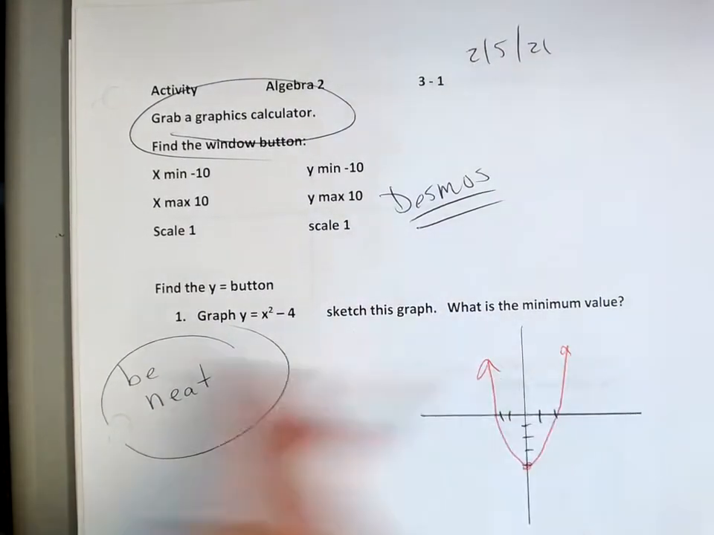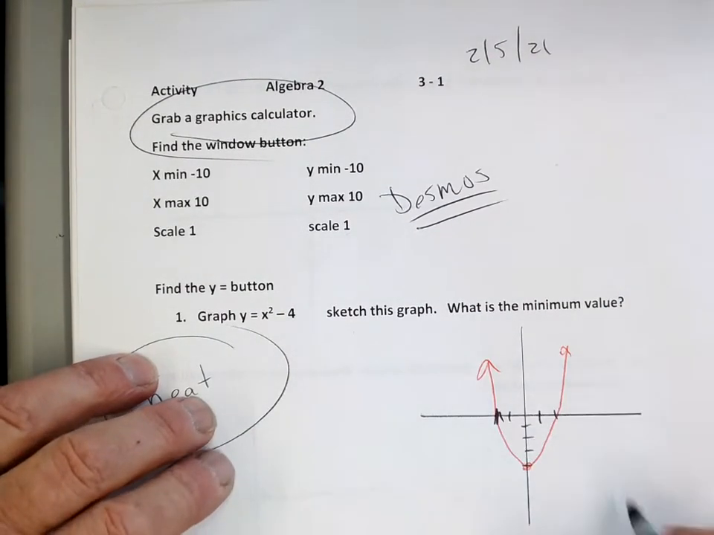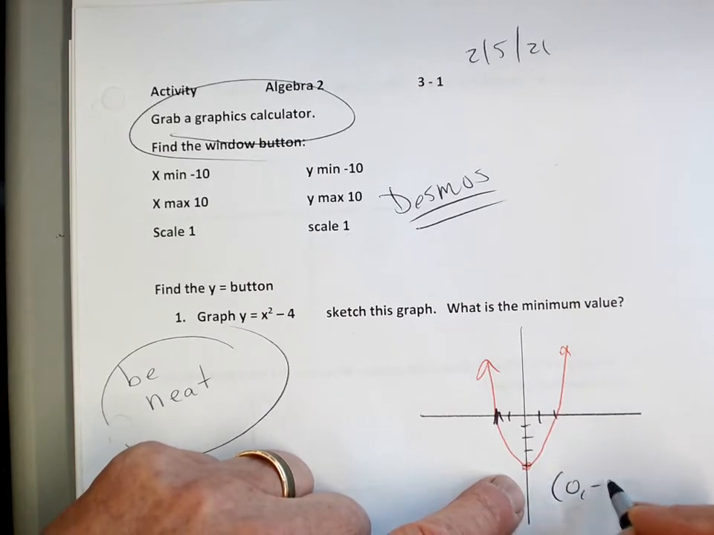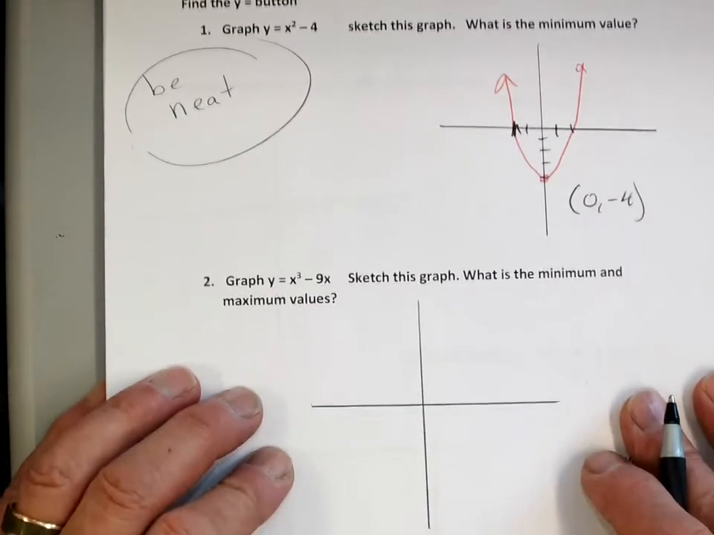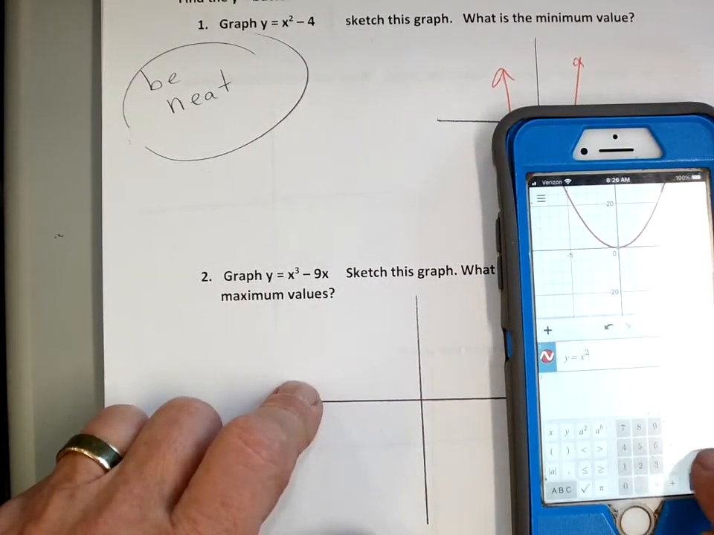Okay, there it is. So it talks about a minimum value. Minimum value is vertex, which is at 0, negative 4. Okay? That was easy, right? Very easy. Okay? Let's look at the next one. Okay? So if we let Desmos do the work for us, pretty easy lesson, right?